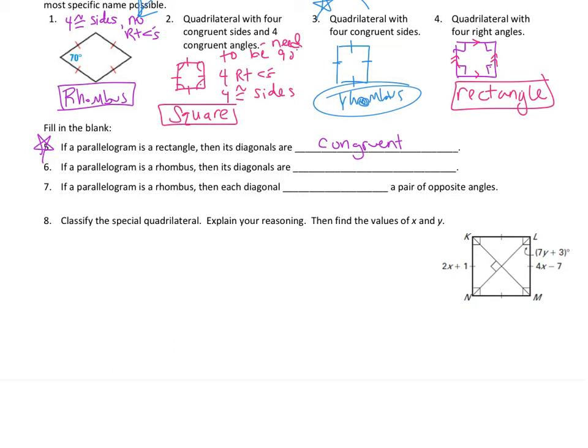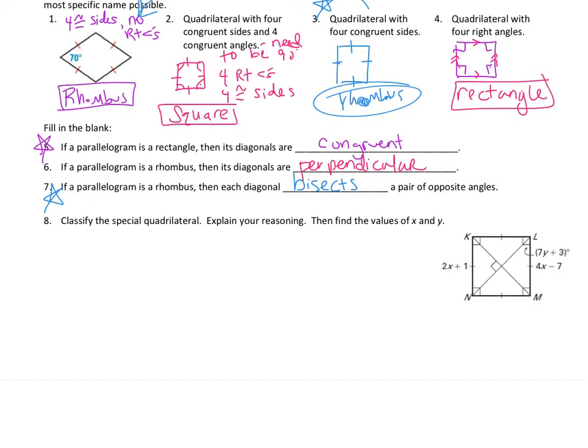So next, if a parallelogram is a rhombus, then its diagonals are, and this one should be perpendicular. Number 7, if a parallelogram is a rhombus, then the diagonal blank a pair of opposite angles, and I want you to fill that out off to the side. The word you should have chosen was bisects a pair of opposite angles.